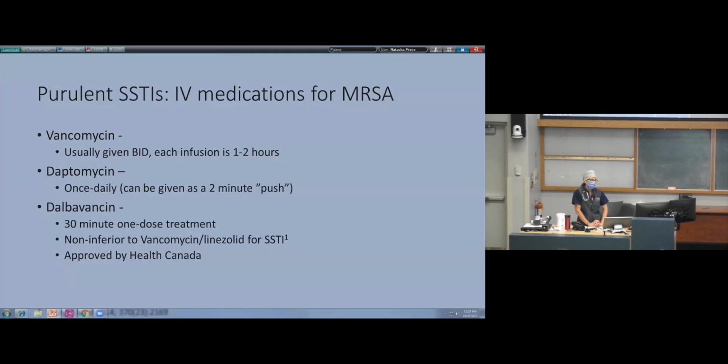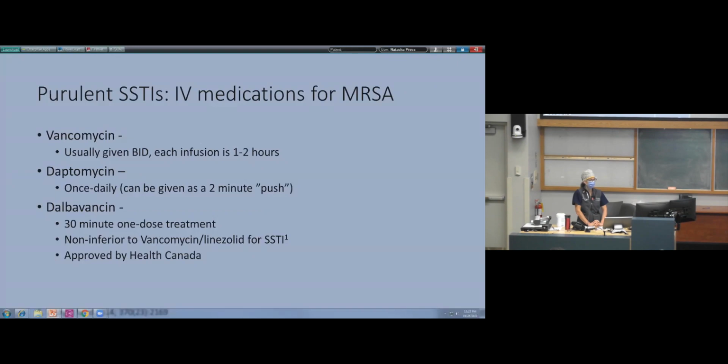For daptomycin, there are antimicrobial stewardship issues about using it just for convenience. It is, however, once daily, and we don't do this, but other OPATs in the world actually give it as a 2-minute push. So very fast and very good for the flow of patients.